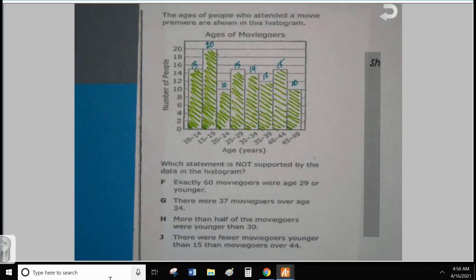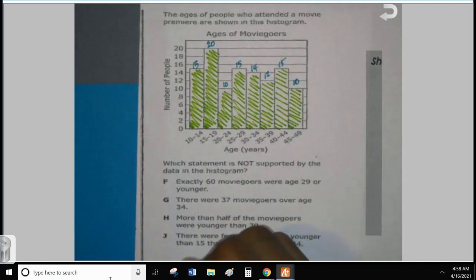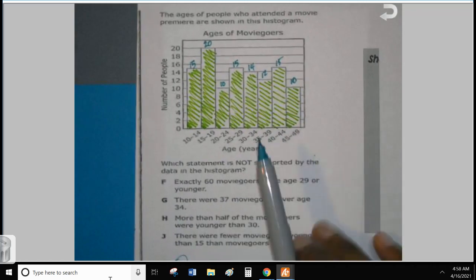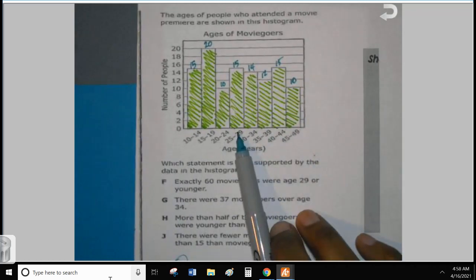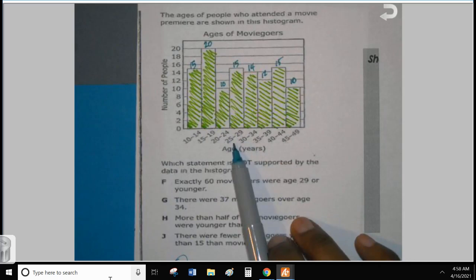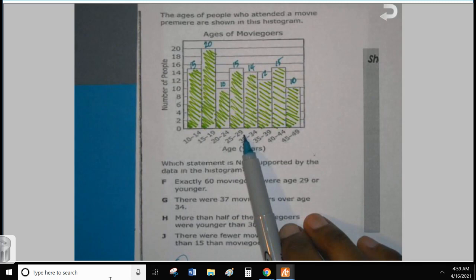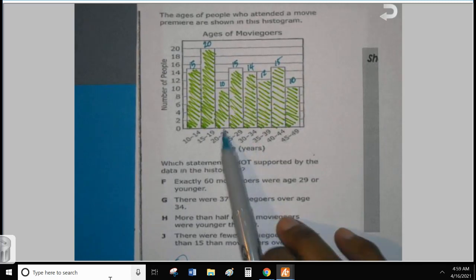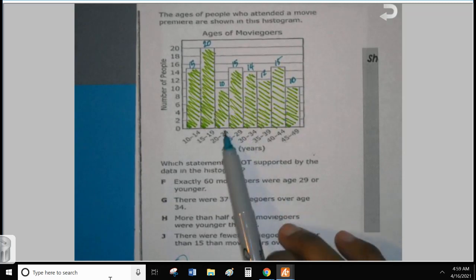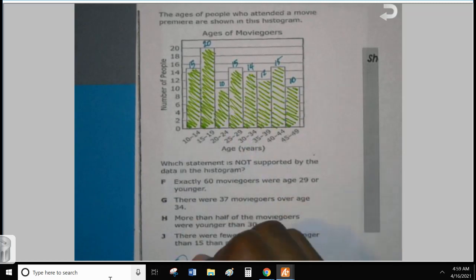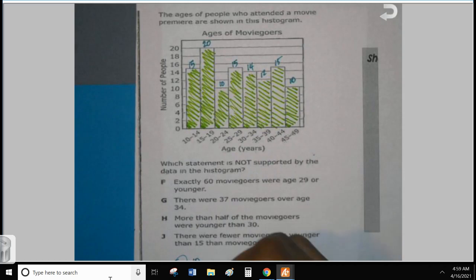Exactly 60 moviegoers were aged 29 or younger. So we're going to start with F. 29 or younger, so younger than 29. In the range of 25 to 29, you can't tell who's 27 or who's 28 or whatever. So you just start with the histogram bar that's 24 and down. So that would be 10 plus 20 plus 15.